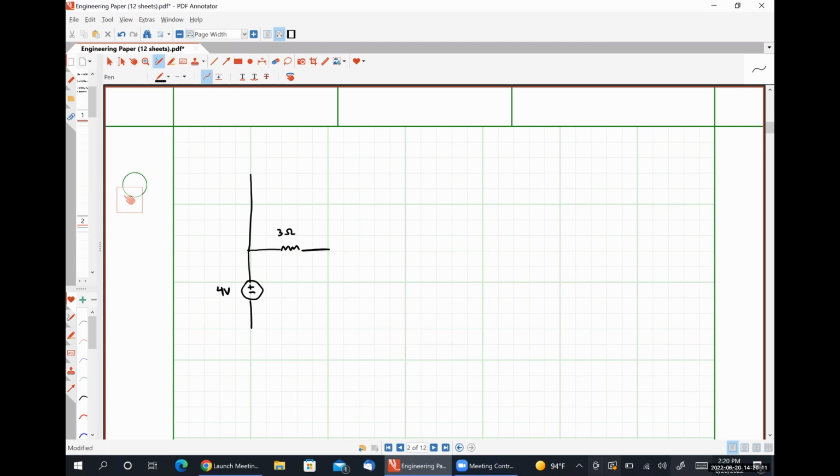3 ohm resistor here. We're going to include a dependent source in this case. It will be a current controlled voltage source having a value of 2ix. I'm going to have an independent current source carrying 5 amps in series with a 2 ohm resistor here.